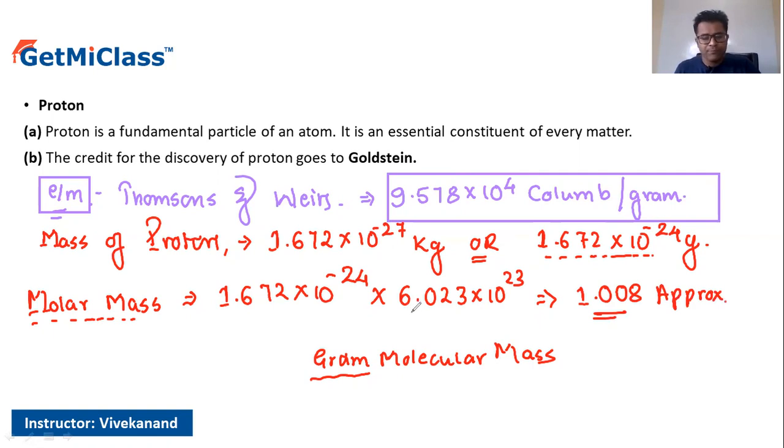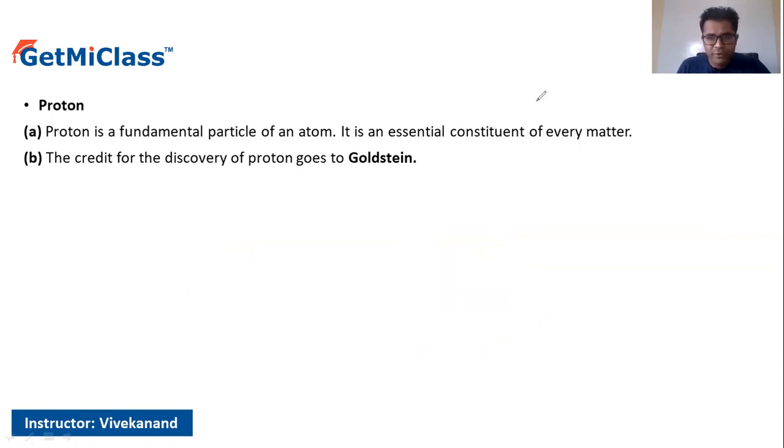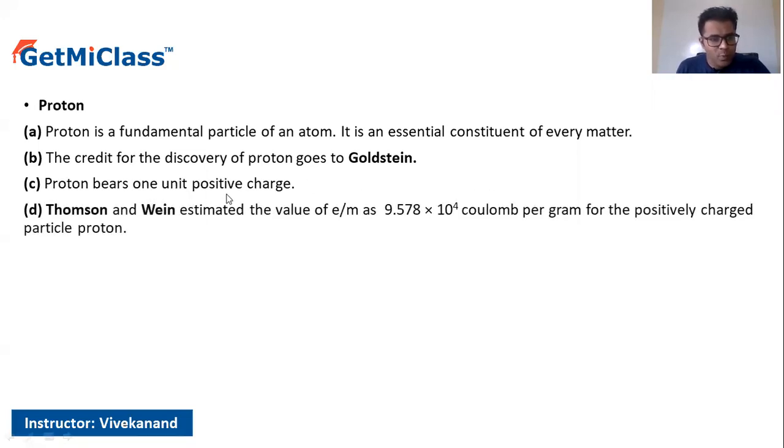There are certain more important points that we need to discuss. We shall do it soon. So the proton bears 1 unit positive charge. Thomson and Wien estimated the value of e by m, and that was found to be 9.578 into 10 raised to 4 coulomb per gram for a positively charged particle, the proton.